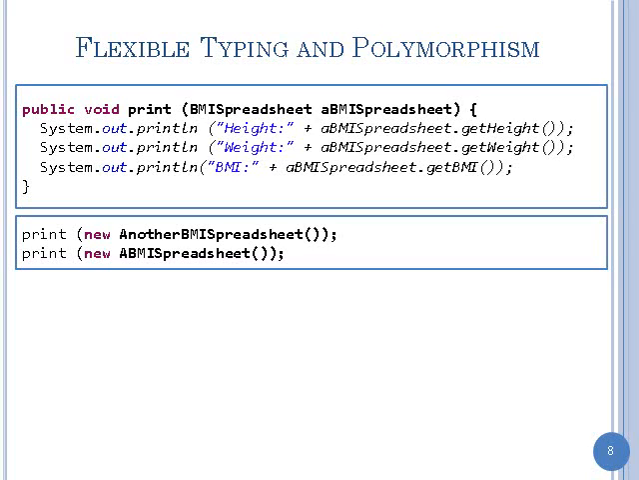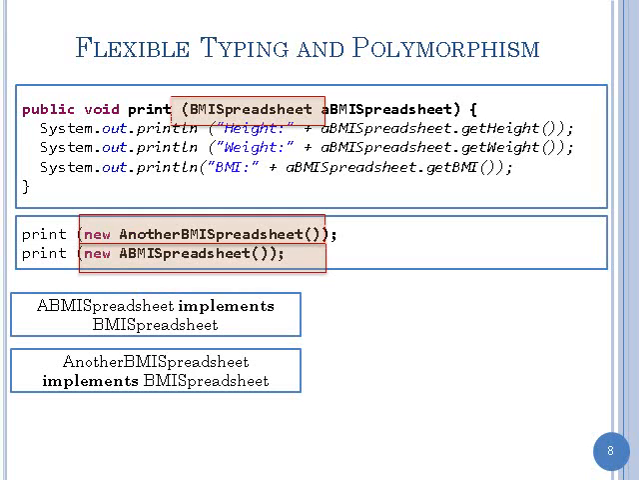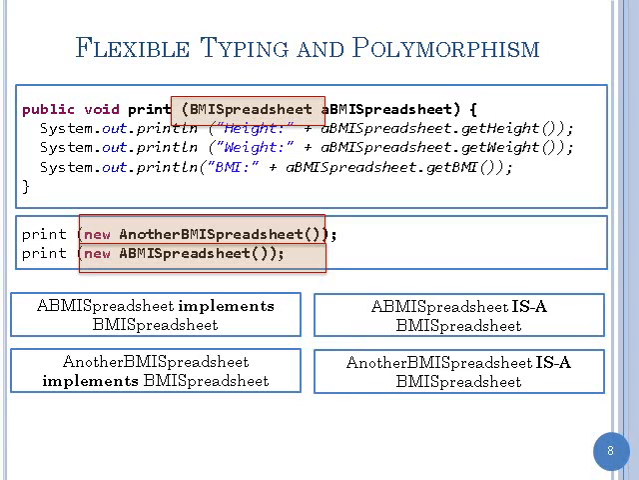It was the is-a relationship that was being used, and that is why this polymorphism worked, where you have this method that takes values of different types, and it still works. So that's why it's polymorphic, rather than overloaded, where we had two methods with the same name. And so a BMI spreadsheet implements BMI spreadsheet, another BMI spreadsheet implements BMI spreadsheet. So that is why we could do this.